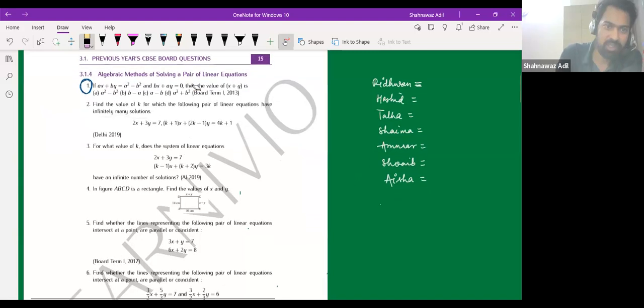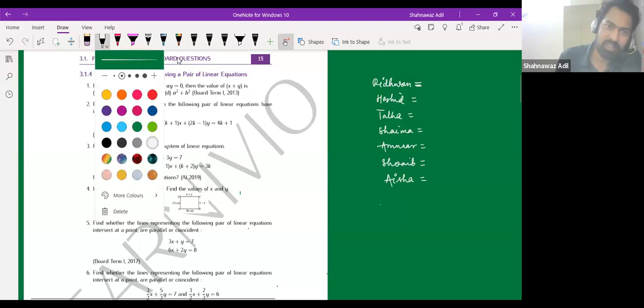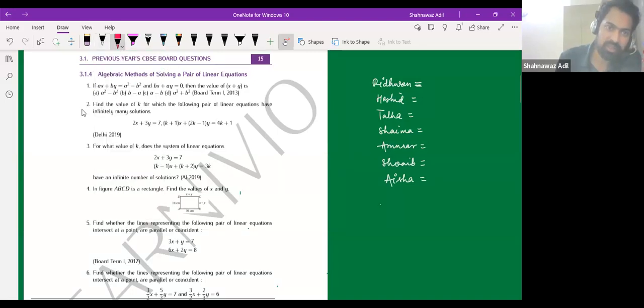Okay, so the next question is a simpler one, right? The first question was the difficult one, and the next is the simpler. So you guys, please calculate the answer of this next question. Find the value of k for which the linear equation has many solutions. Now we are back to the simpler one. Please calculate and tell me what you guys are getting.